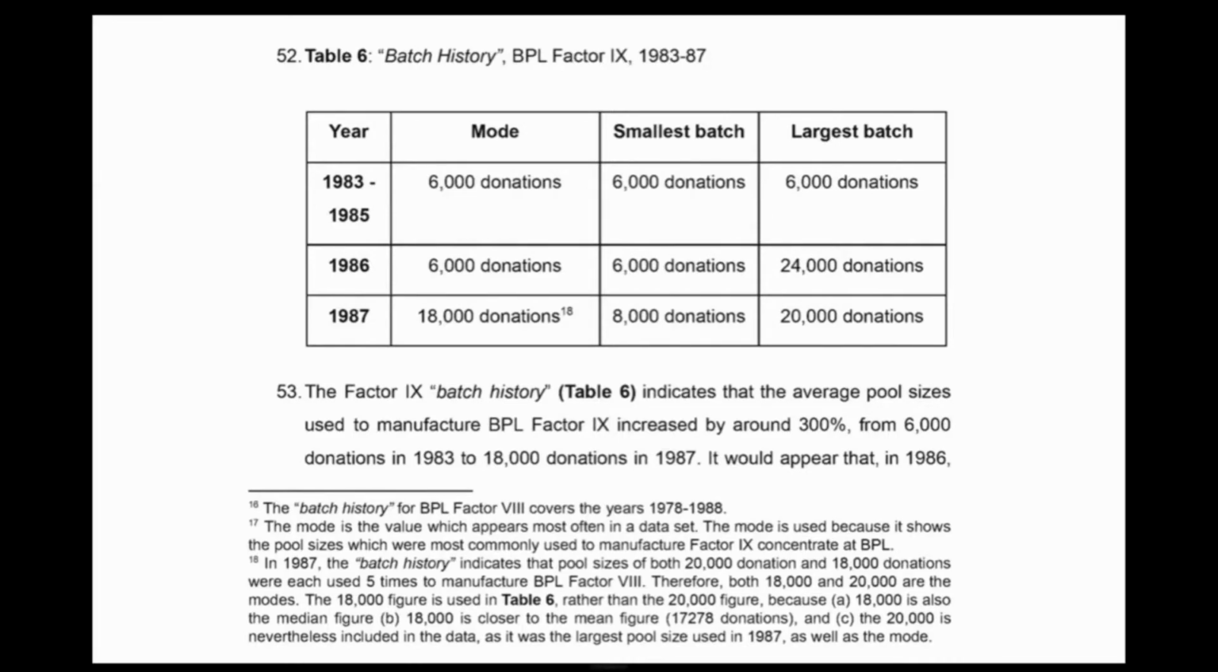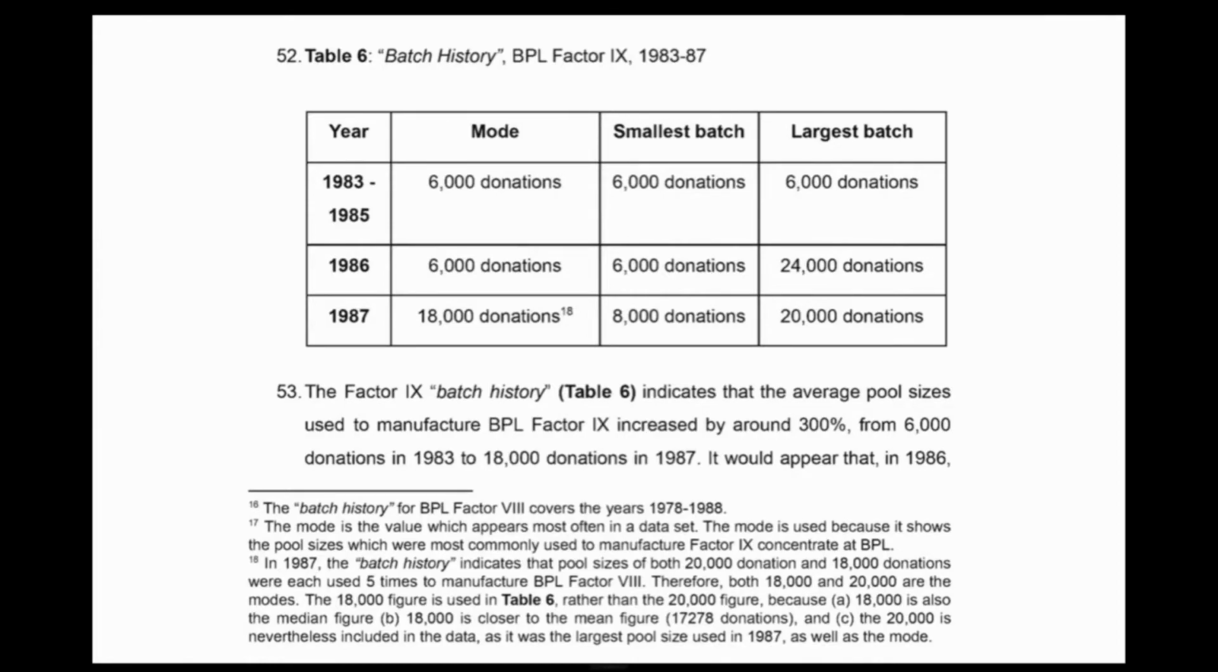That is, we think, the better measure than an average figure at the time, given the data source that we've got. These are taken from the batch history documents that were compiled as part of the HIV litigation. As you will see, it's far less extensive than factor 8 data. 1983 to 1985, the smallest batch, the largest batch, and the mode are all 6,000 donations.